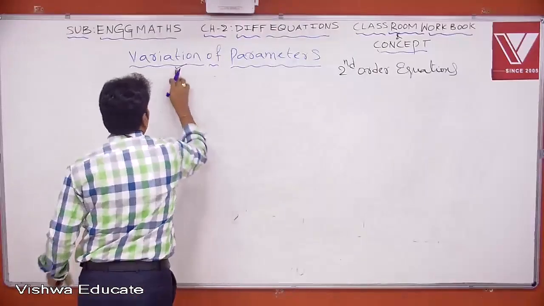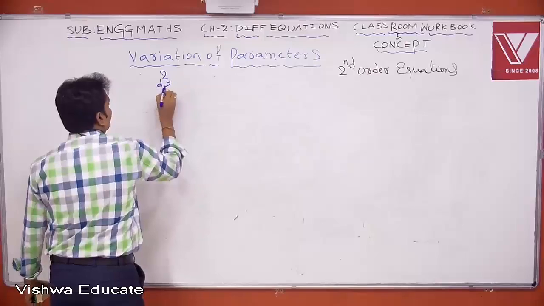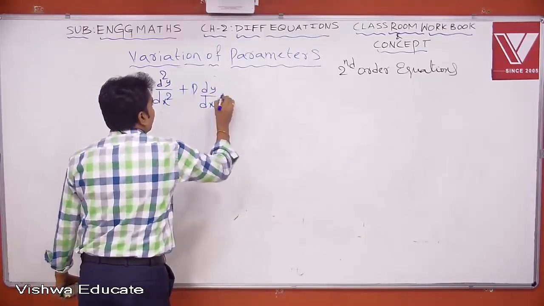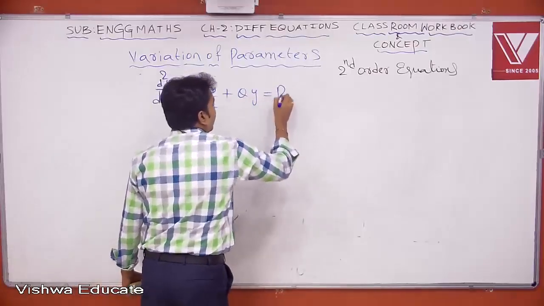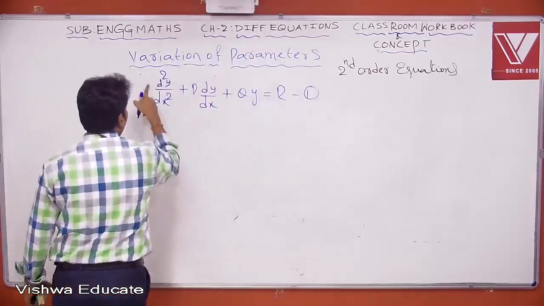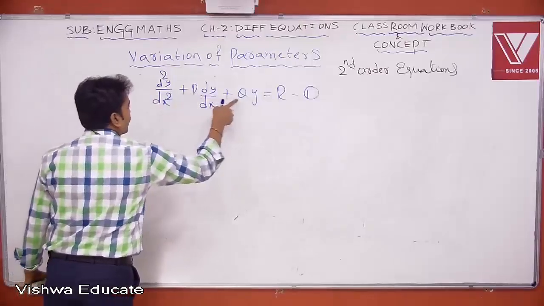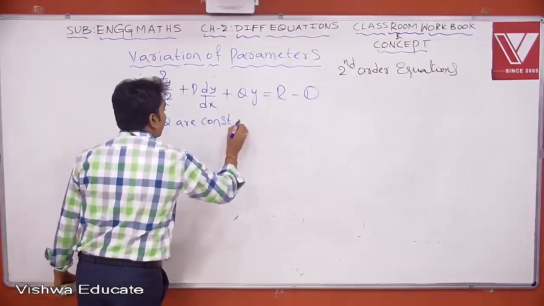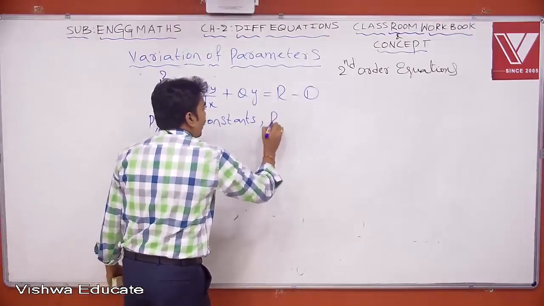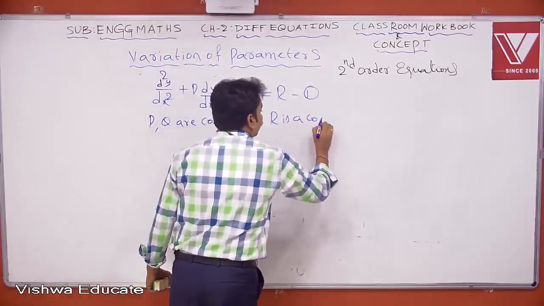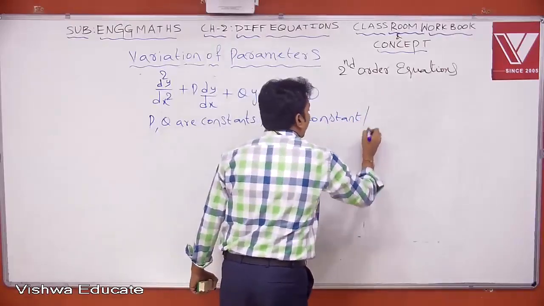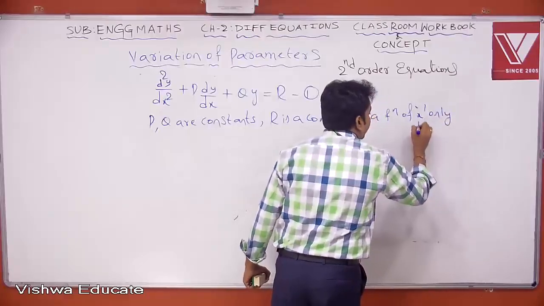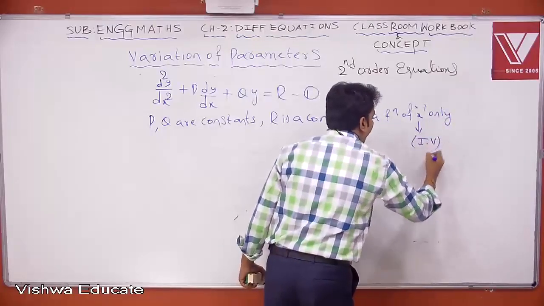Suppose I have an equation d square y by dx square plus P dy by dx plus Qy equal to R. Here its coefficient is 1, P is a constant, Q is constant. So P, Q are constants, but R is a constant or a function of X only. Here X is nothing but independent variable.